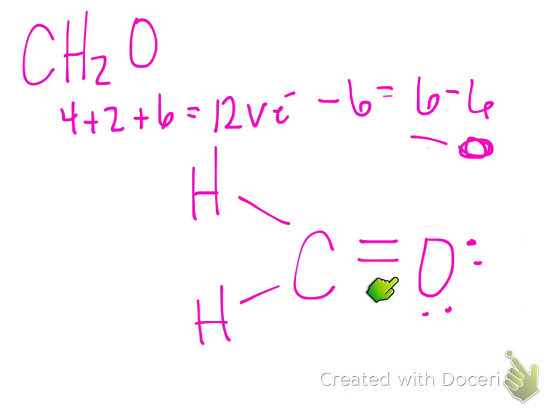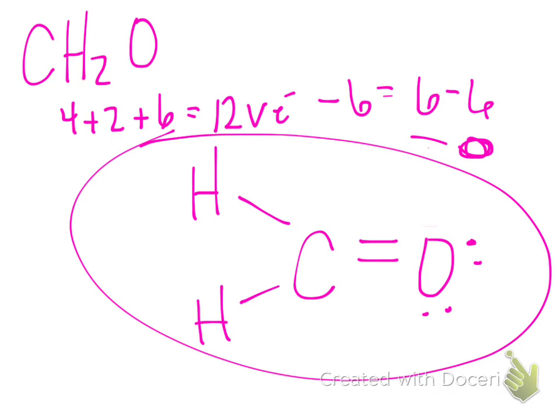Now let's check oxygen's octet. 2, 4, 6, 8. Good to go. Carbon is 2, 4, 6, 8. Good to go. So this is the correct Lewis structure for that compound.